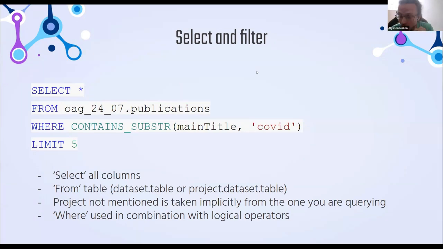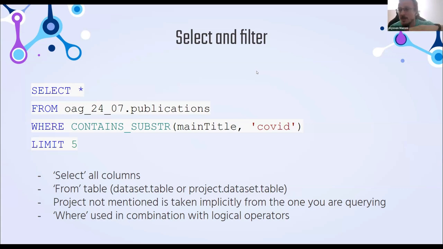From is the table. Here the address of the table is not fully, but partially qualified. I'm not using the project name, which in this case means that implicitly we are taking the project that we are using to run. This doesn't have to be implicit, because I could query tables from a different project, even while running in a particular project, right? Then I would have to put the project's name here to completely define the address. But since I don't provide the project name, it's implicit that it's the one I'm working in. And then you have the data set name, in this case OAG247, OpenAIRE Graph, and all parts are separated by dots, then publications, which is the table we are querying. So I am selecting all the columns in the table publications.